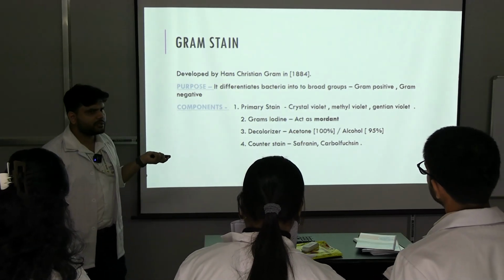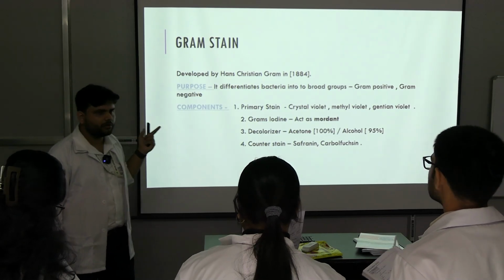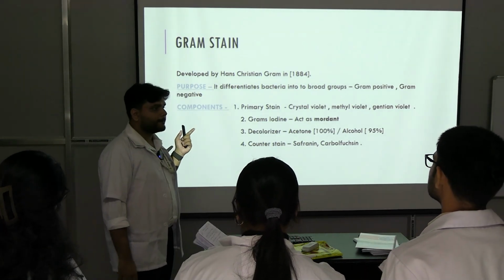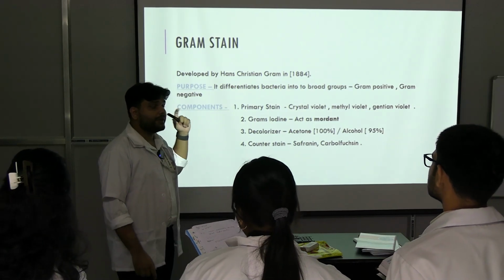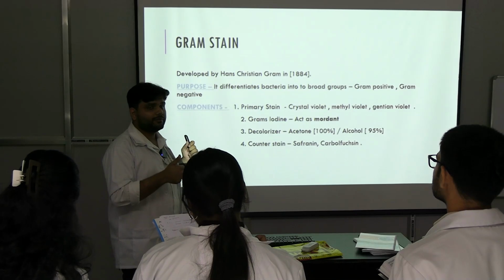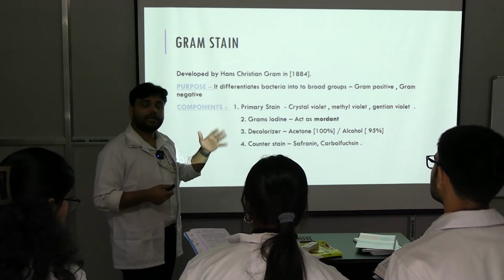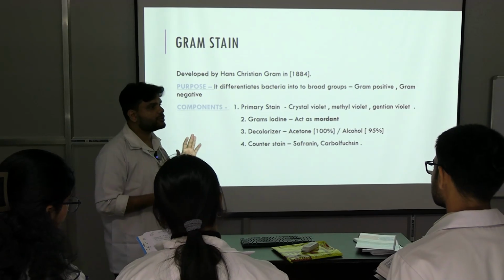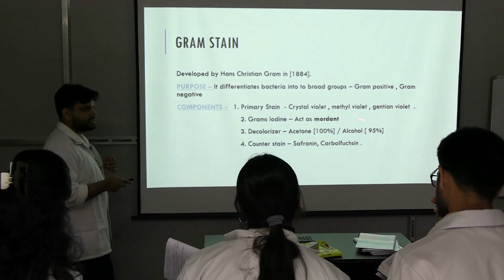Can anyone tell me what is the main advantage of using iodine mount over saline mount? Listen to the question first. I ask you what is the main advantage of using iodine mount over saline mount? Nuclear details of cysts and eggs and larvae of helminths can be more easily visualized. Very good.